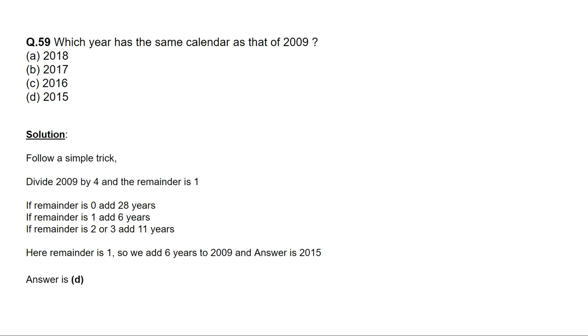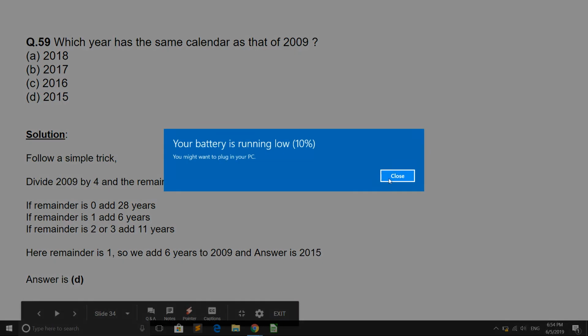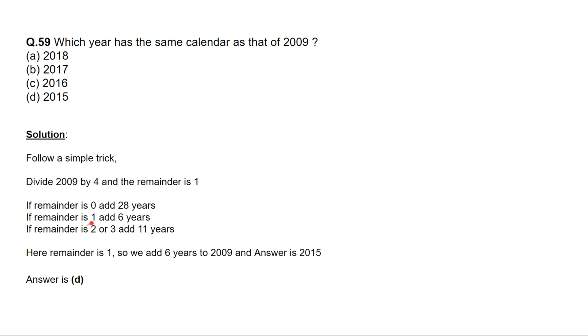Okay, this is a very tricky question. If you really don't know how to solve this, then probably you might be in trouble. But if you have solved such kinds of questions earlier, then this is a very simple question. I'll give you a simple trick. You have to find the same calendar year, that of 2009. So just divide 2009 by 4, the remainder is 1. If the remainder is 1, add 6 to it, that is 2015. So the correct answer is 2015.